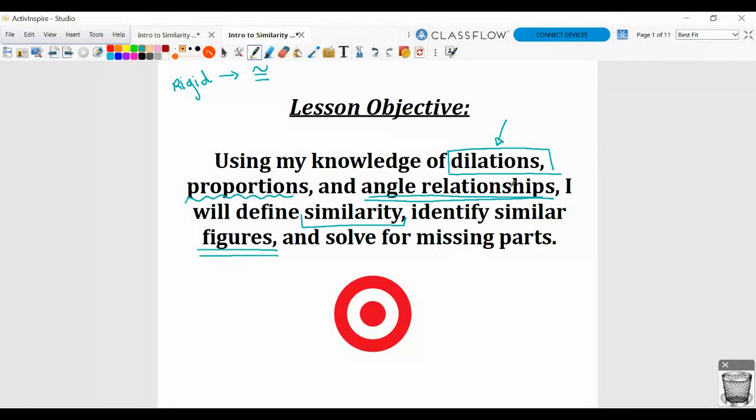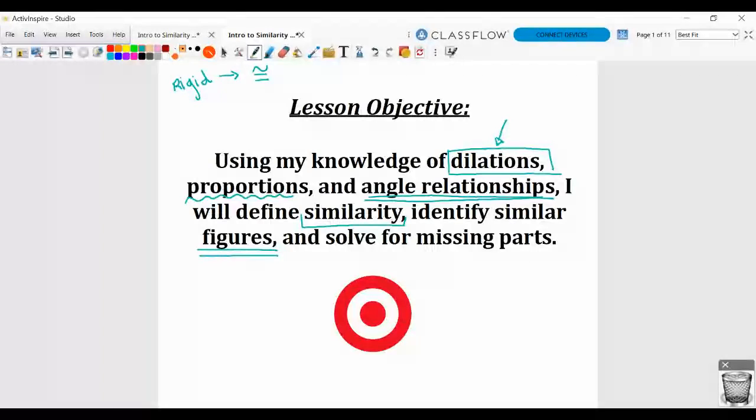One of the things we talked about with dilations is that the new segment and the old segment are always going to be parallel. We even did it with equations of lines, and we saw that the slope was the exact same. So using all of this information, we're going to define this word similarity. Rigid transformations prove congruence. Non-rigid transformations, specifically a dilation, are going to prove something that we call similarity. They're not exactly the same, but they're the same shape, just maybe a different size.